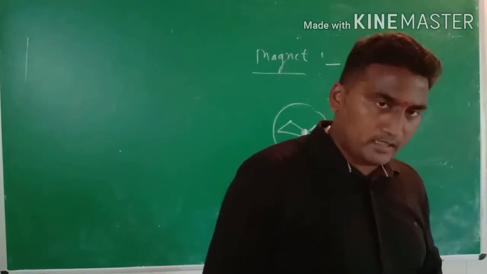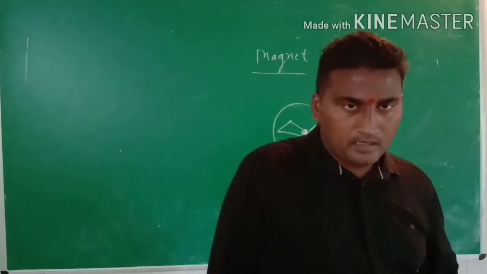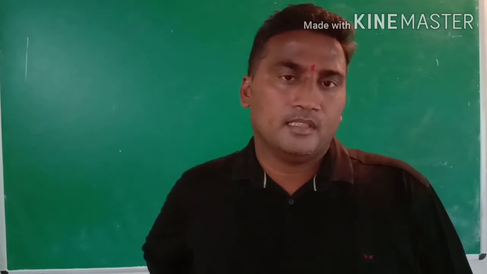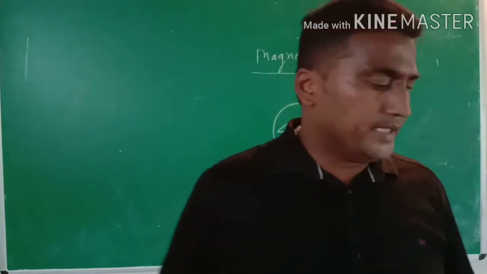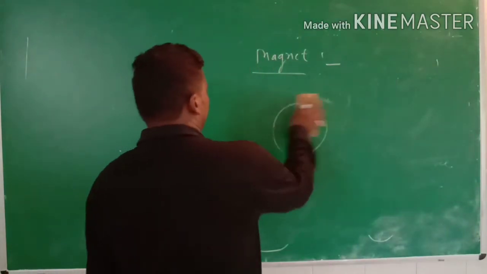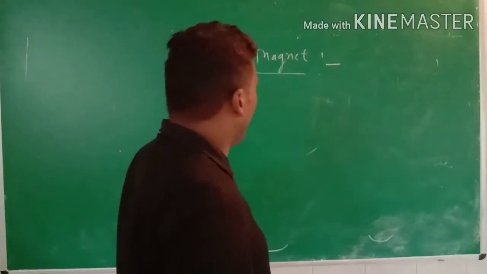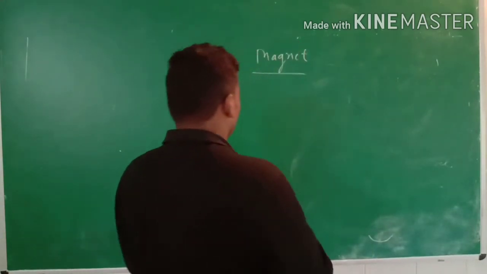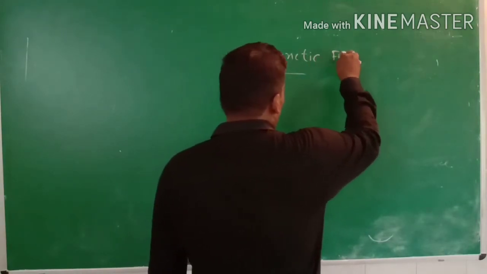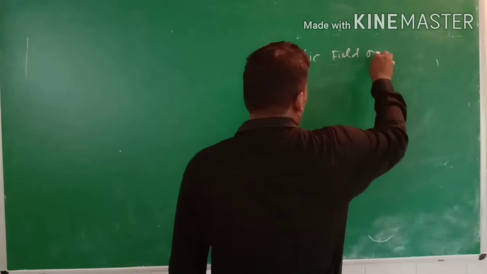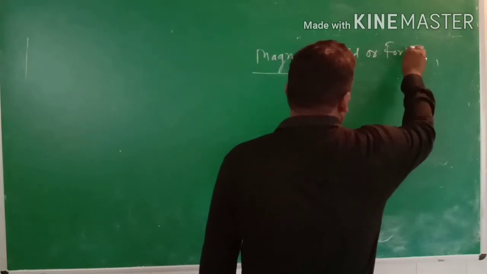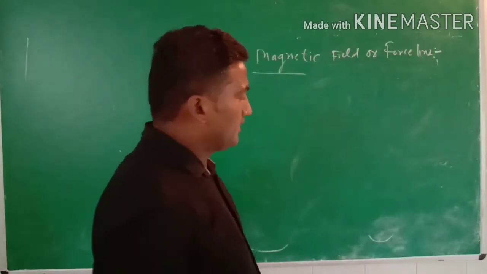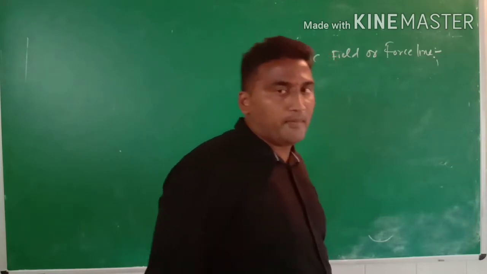Now we discuss what the magnetic field and force line are. The magnetic field and force line show the imaginary direction of the magnet, and they follow different properties. A magnetic field or force line is generally observed with the help of a compass needle.